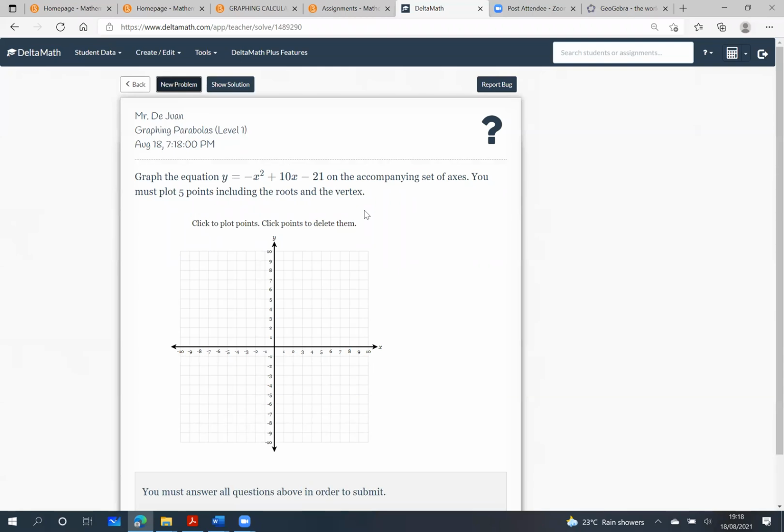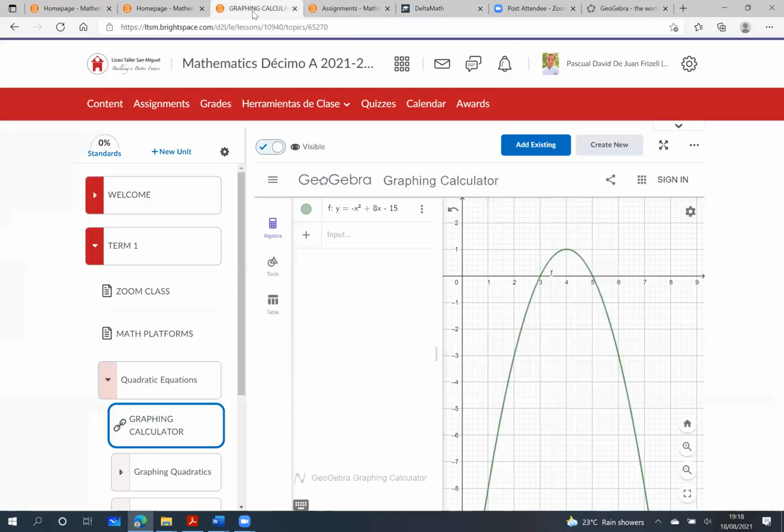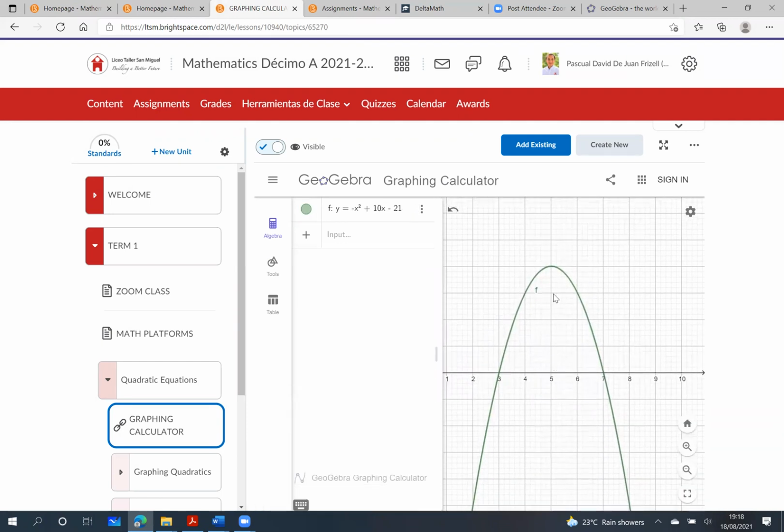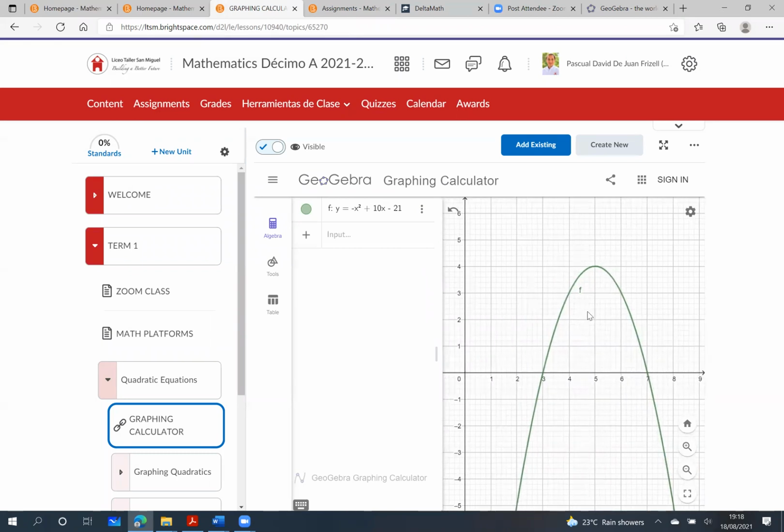We have negative x squared plus 10x minus 21. So let's type that into the graphing calculator, and then I'm going to do the other method. So we have negative x squared plus 10x minus 21. And there we have it. It looks like we have points at 5, 4, 4, 3, 6, 3, and 3, 0, and 7, 0.